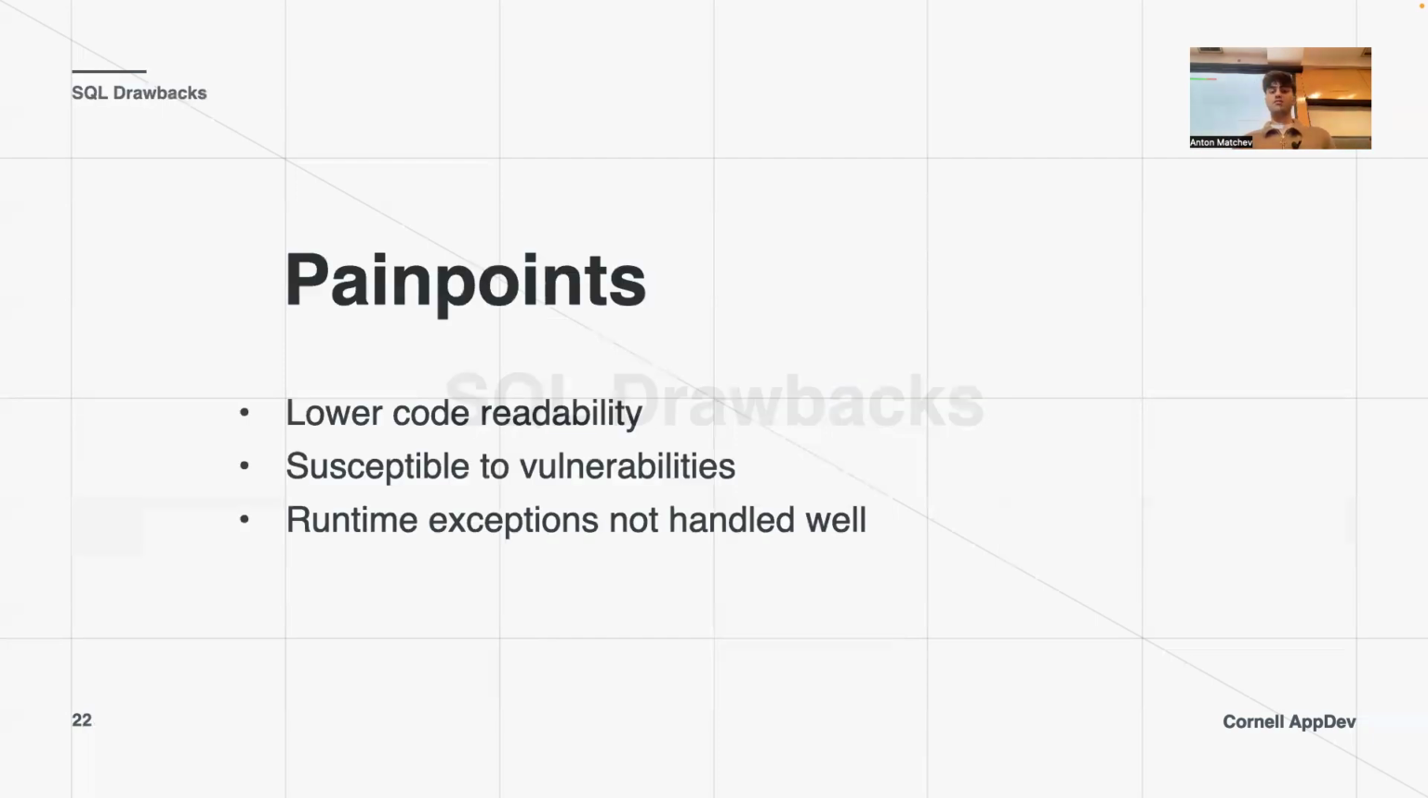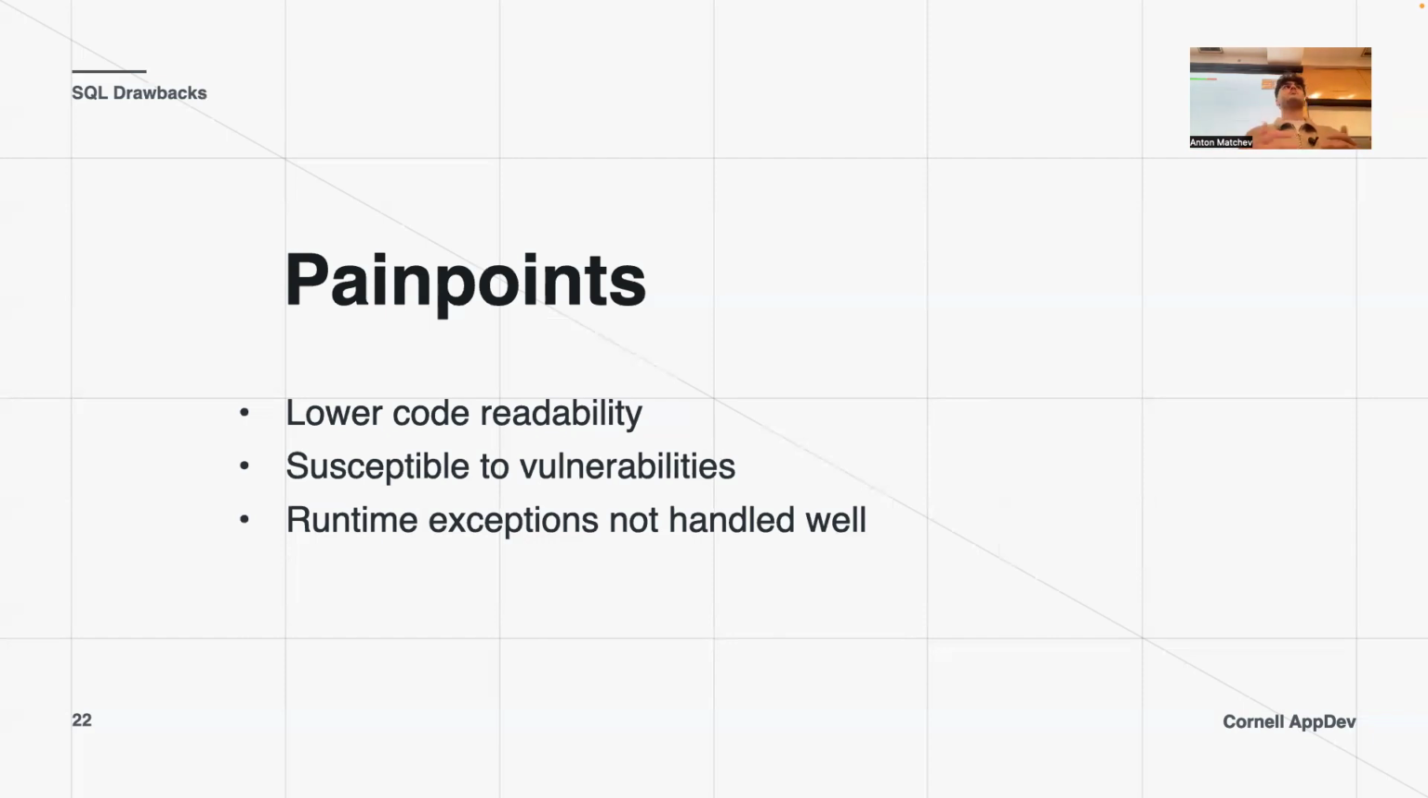Some drawbacks are lower code readability, susceptibility to vulnerabilities, like I said, and runtime exceptions not being handled well. The runtime exception is especially true, which is when you forget a comma and it says, oh, this query is not valid, let me just crash the program. The susceptibility to vulnerabilities part we're going to cover a little later in the lecture. If you have ever heard of these massive data leaks or data breaches at Facebook, Meta, whatever, the reasons why those happen and the ways people actually do it, we'll delve into here.